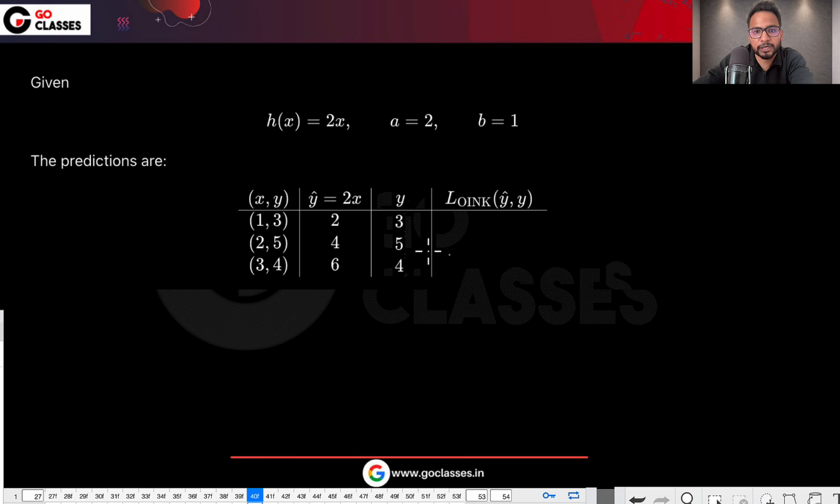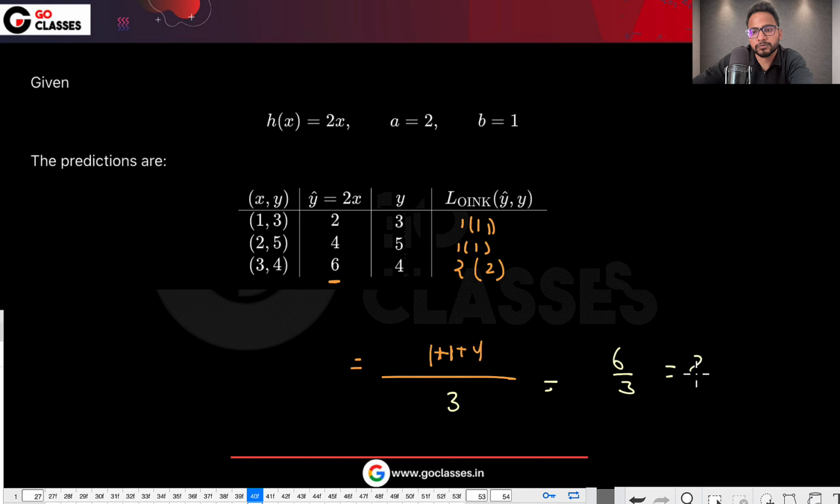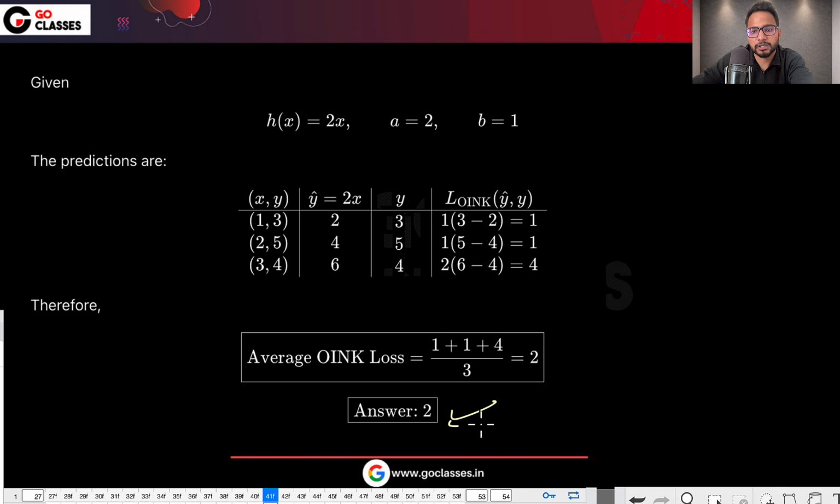So let me check if y-hat is greater. It is greater in this case only, so it will be 2 into y-hat minus y, which is 2. Otherwise it is 1 into y minus y-hat. So 1 into 1 into 1. So I think this is 1 plus 1 plus 4. These are the 2 times 1 and then plus 4, divided by 3. So 6 divided by 3, which means 2 must be the answer. Easy question, you just need to apply the definition of loss function.